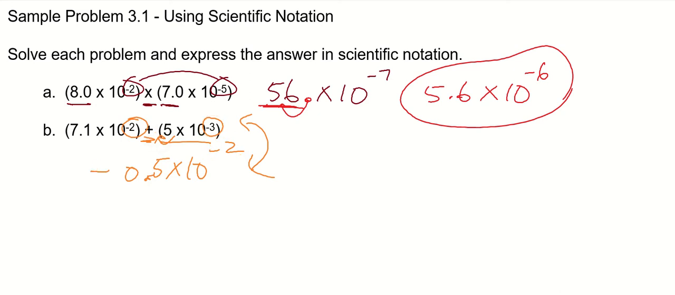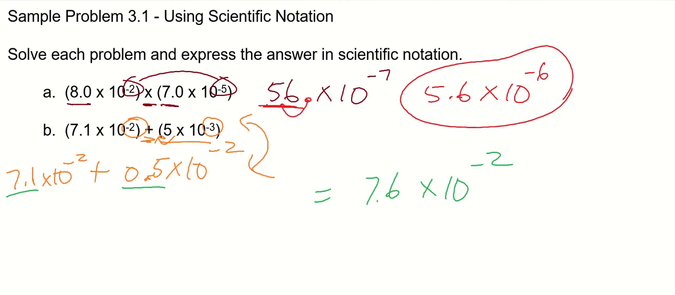Now we're going to add. I'll just rewrite this to make it clear, times 10 to the -2. All right, so we're going to add these numbers. We can do that because they now have the same exponents and bases. That was the whole point of that. Let's add them up. 7.1 plus 0.5 is going to give us 7.6, times 10 to the -2. That was a good choice because now we don't have to move decimals.